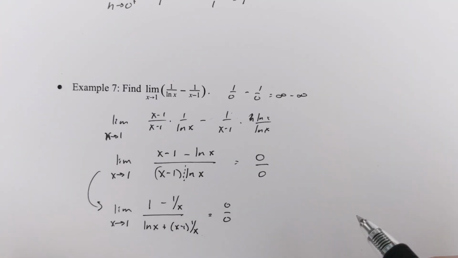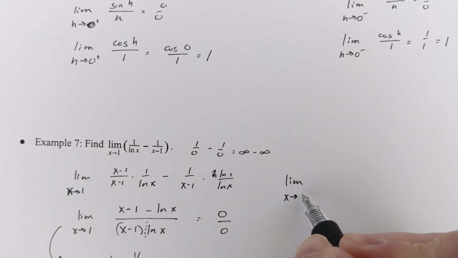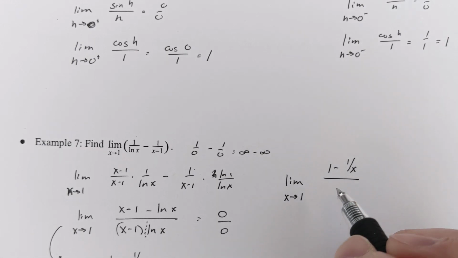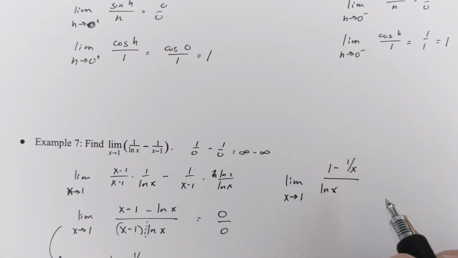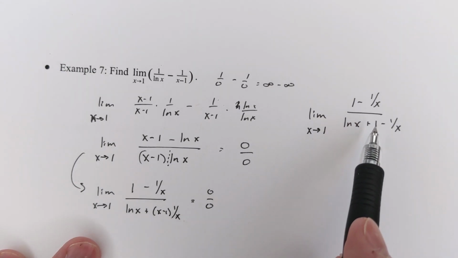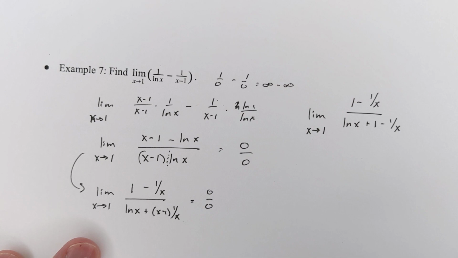This is the same thing as the limit as x approaches 1 of 1 minus 1 over x, all over the natural log of x plus 1 minus 1 over x. So essentially I just took this 1 over x and distributed it. So x times 1 over x is 1, negative 1 times 1 over x gives me that.